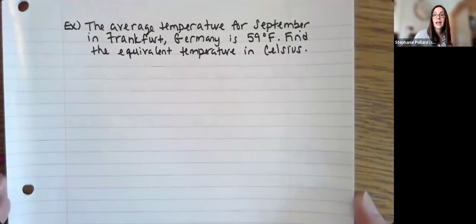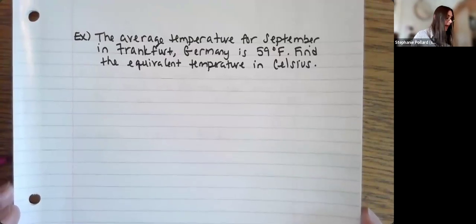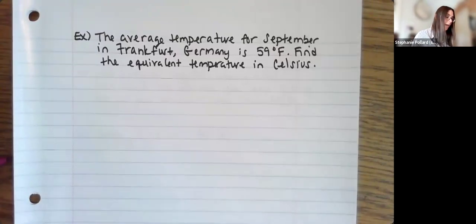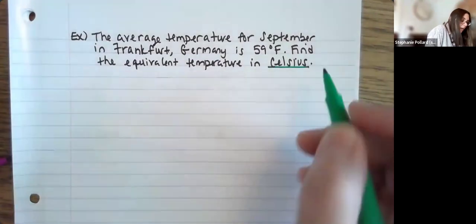All right, I'm gonna do one more example here, mix it up a little bit. So this one, we're using the formula for Fahrenheit and Celsius. So it says the average temperature for September in Frankfurt, Germany is 59 degrees Fahrenheit. Find the equivalent temperature in Celsius. So there's our goal.